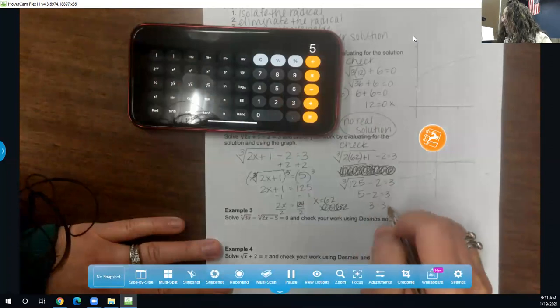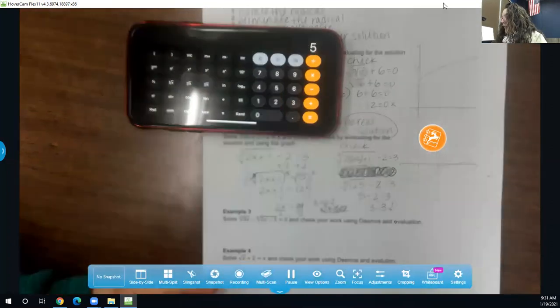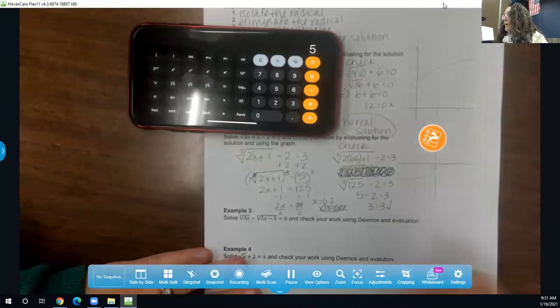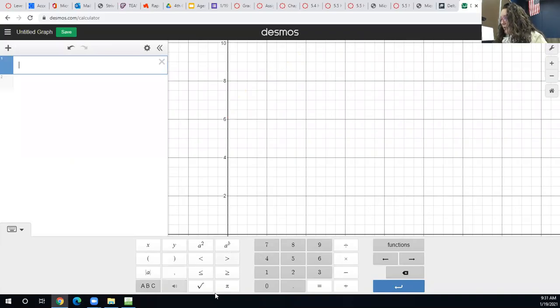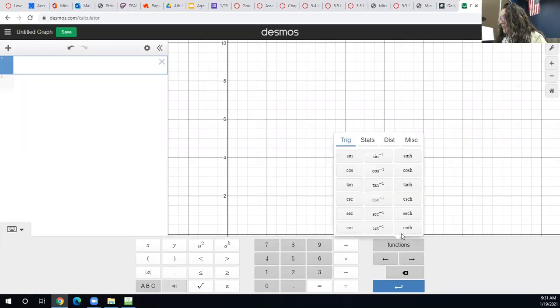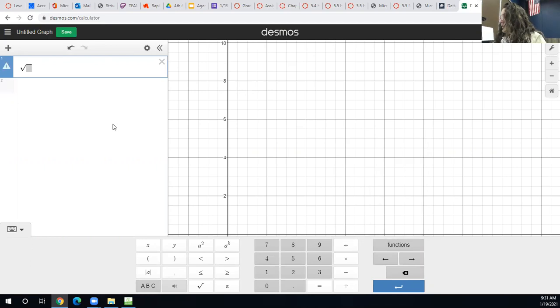We are checked out. So I'm going to pull up my graph because we checked out algebraically. Now I want to make sure that I check out graphically. So I'm going to pull the cube root. I never remember where it is. There it is. The cube root of 2x plus 1 outside, minus 2.